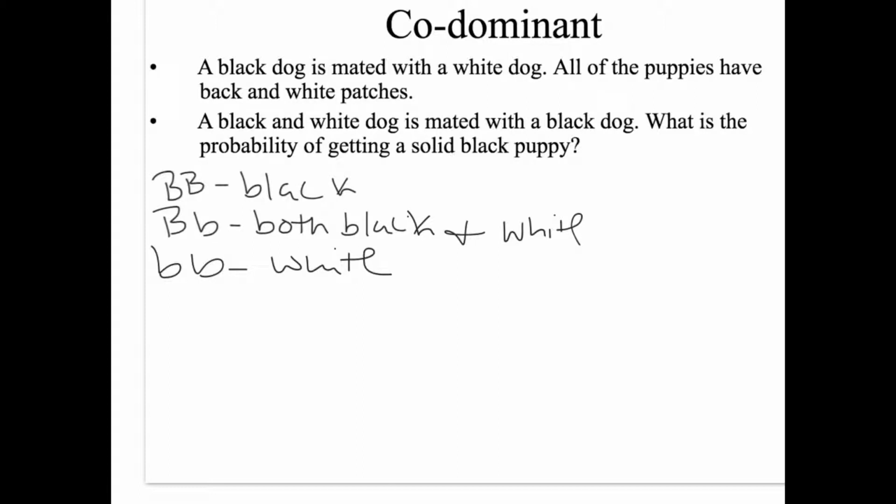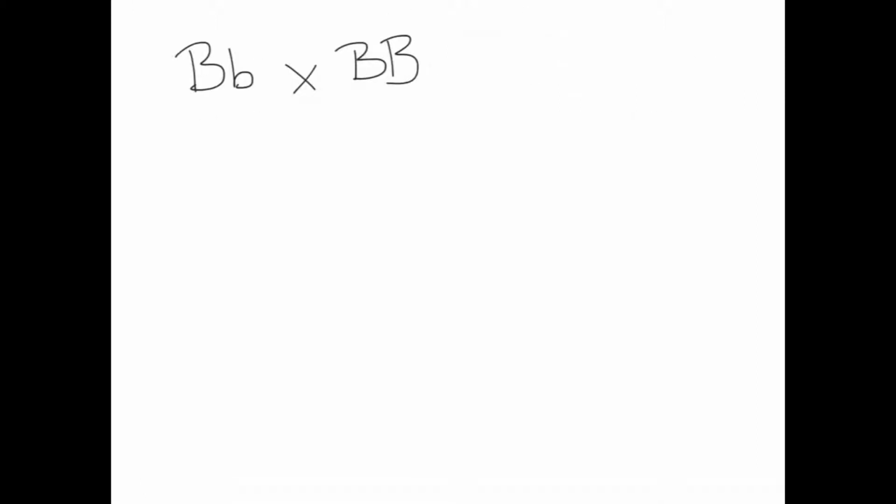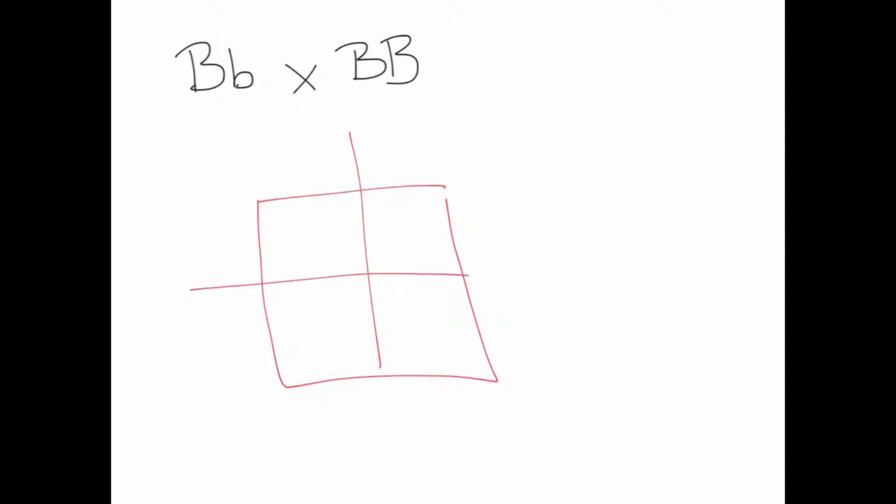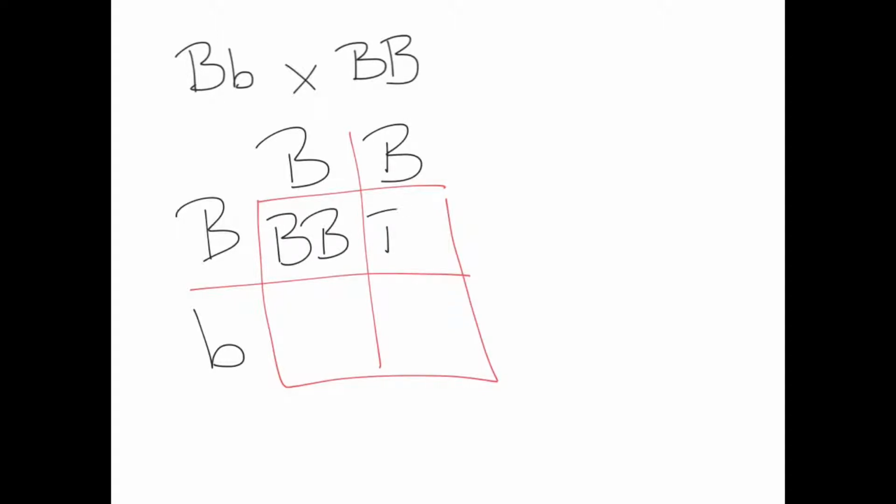So for this problem, we're looking at a black and white dog, so the heterozygote, crossed with a solid black dog. It's going to be big B. Once we have our cross, we're going to put our gametes into a Punnett square. So big B, little b for parent number 1, big B for parent number 2. We're going to fill those in with the appropriate gametes.